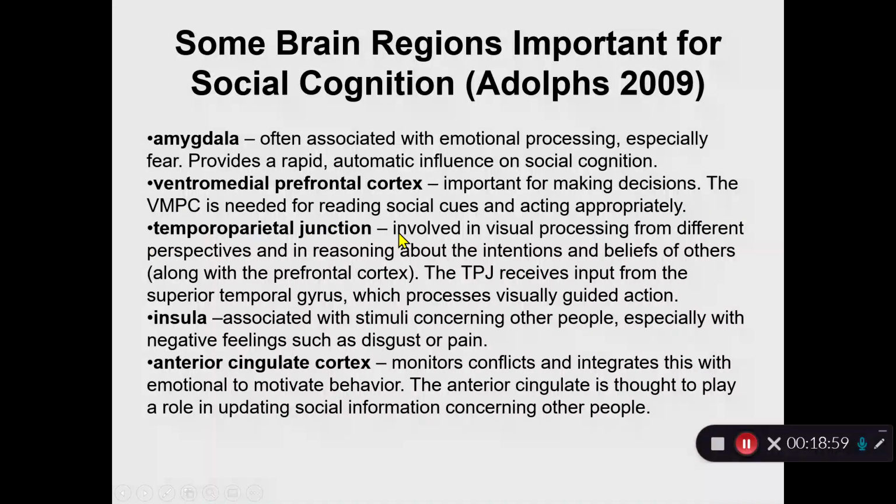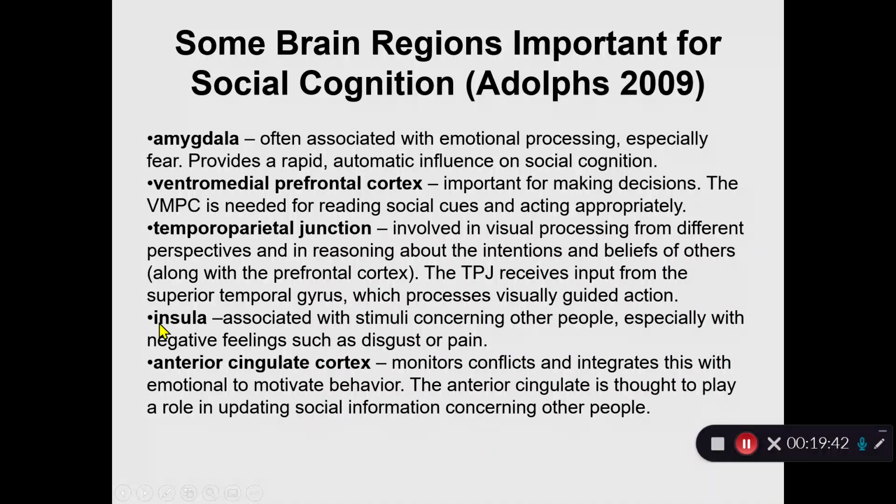The temporoparietal junction, involved in visual processing from different perspectives, and it gets its input from the superior temporal gyrus. So I showed you where the superior temporal gyrus was in relation to the temporoparietal junction. Okay, so the temporoparietal junction gets visual information from superior temporal gyrus. It's involved in visual processing from different perspectives and in reasoning about the intentions and beliefs of others, along with prefrontal cortex. So temporoparietal junction is necessary for reasoning about the intentions and beliefs of others, and it works in that with the prefrontal cortex. Obviously very important for social interactions and for social cognition.